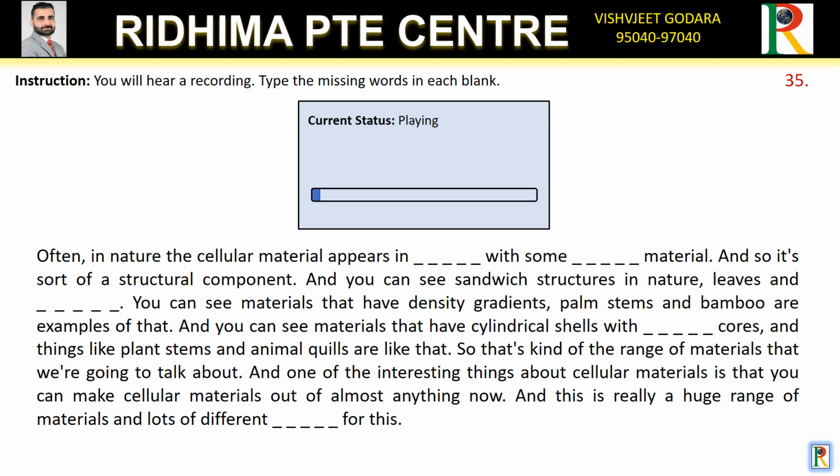Often in nature, the cellular material appears in combination with some solid material. And so it's sort of a structural component. And you can see sandwich structures in nature, leaves and skulls. You can see materials that have density gradients. Palm stems and bamboo are examples of that. And you can see materials that have cylindrical shells with compliant cores, and things like plant stems and animal quills are like that. So that's kind of the range of materials that we're going to talk about. And one of the interesting things about cellular materials is that you can make cellular materials out of almost anything now, and there's really a huge range of materials and lots of different applications for this.